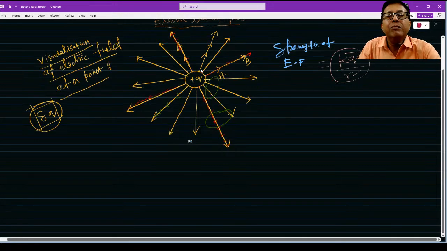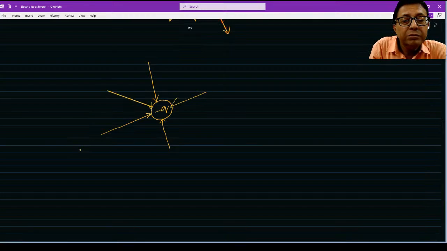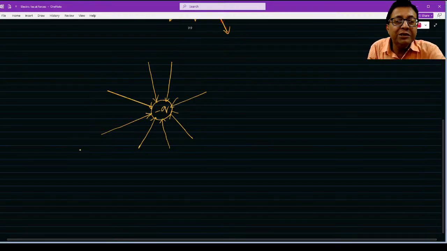Now, can you tell me what will be the direction of electric field lines due to a negative charge? How will you draw it? Due to a negative charge, it will be radially inward. Isn't it? Directed inward. Lines of forces are directed inward.